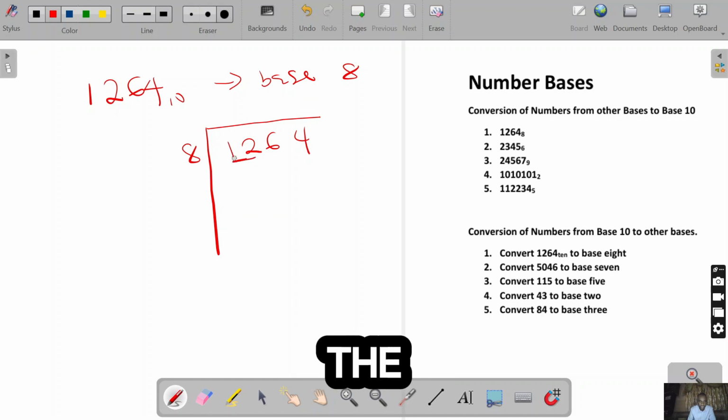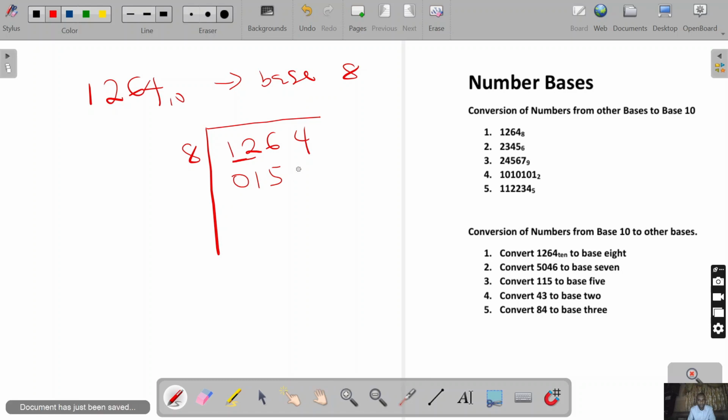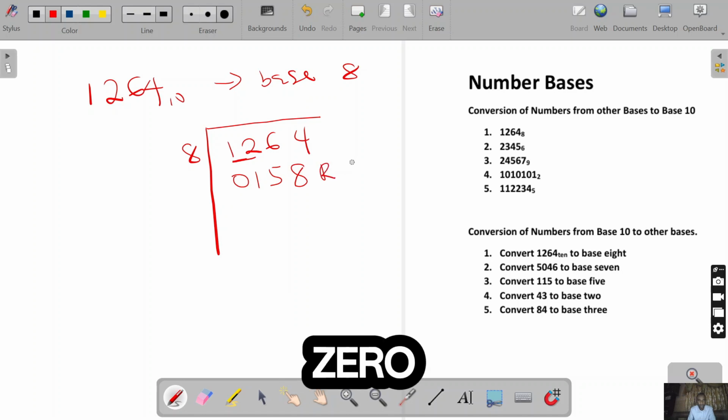You pick the digits one by one. 8 goes in 1, 0. In 12, that will be 1. Remainder 4. 8 in 46 is 5. That's 8 times 5 is 40. So we have 64. Remainder 0, meaning 8 goes in straight.